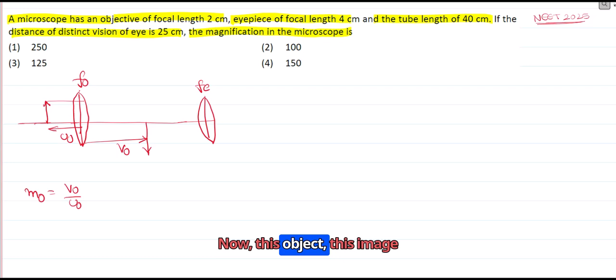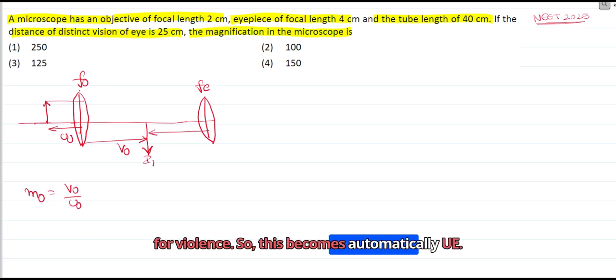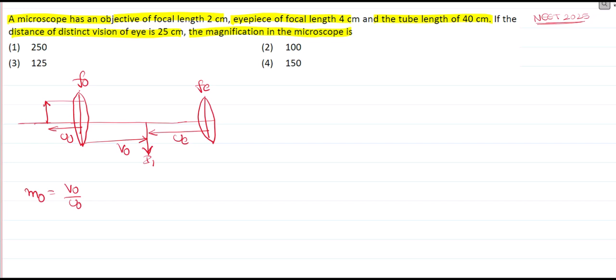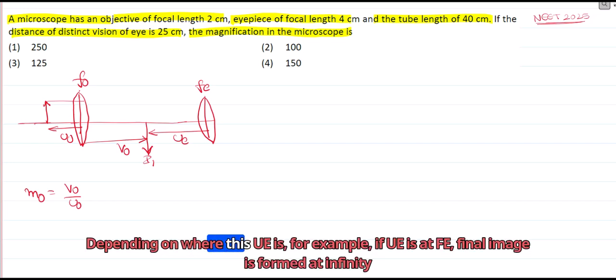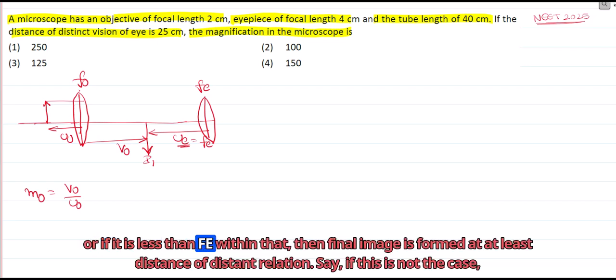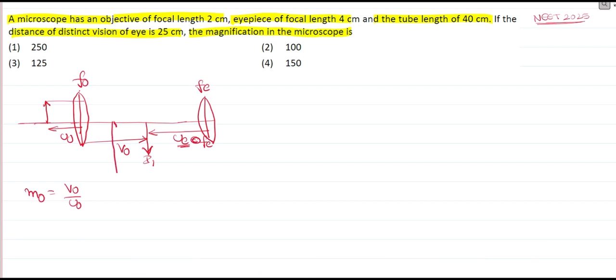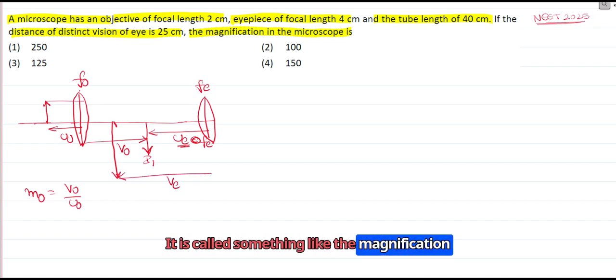Now this image acts like an intermediate image for the eye lens. So this becomes automatically UE. Depending on where this UE is, say for example, if UE is at FE, the final image is formed at infinity. Or if it is less than FE, within that, then the final image is formed at the least distance of distant vision. Here the final image is formed. It is called VE.